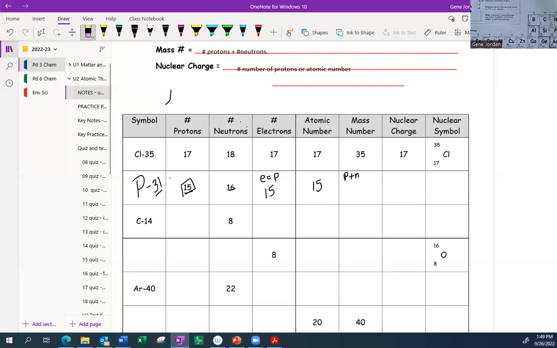Let me erase these two lines. You add the protons to the neutrons, and I think you guess that it adds to 31. The nuclear charge is the number of protons, so it has a positive 15 nuclear charge. The nuclear symbol, we write it like this. We say phosphorus, we write its mass number, and then its atomic number.